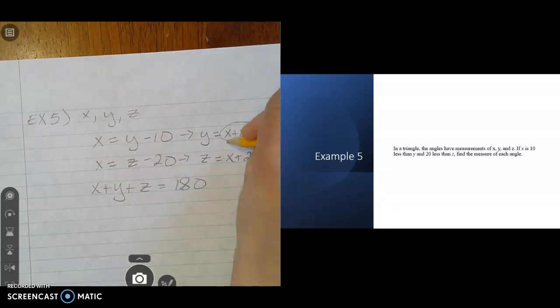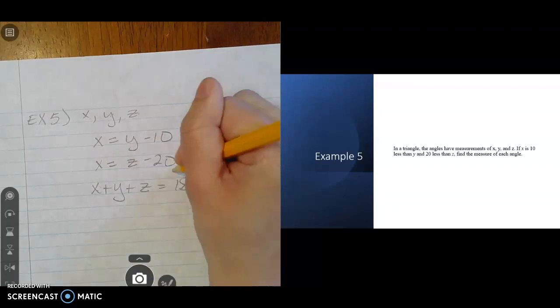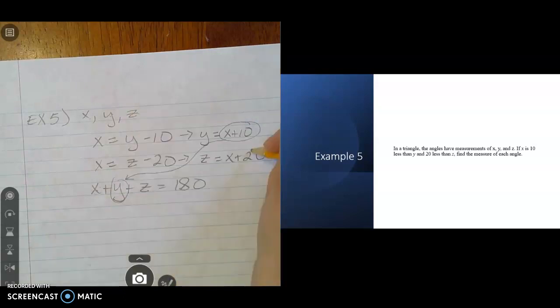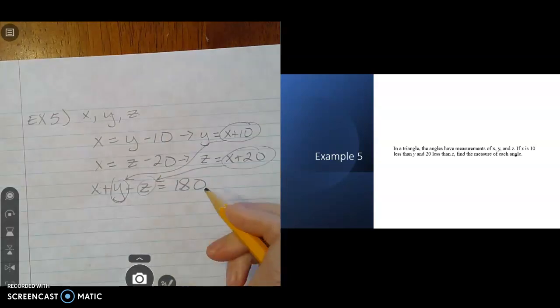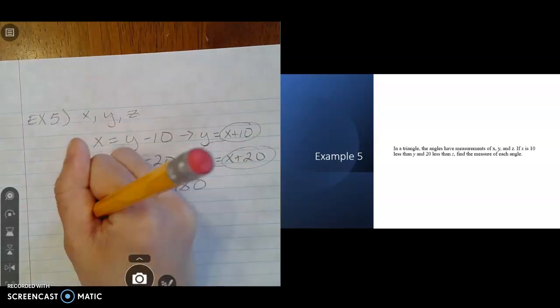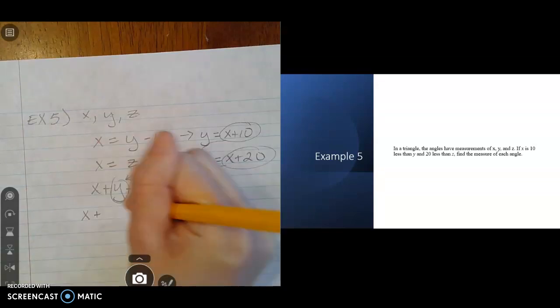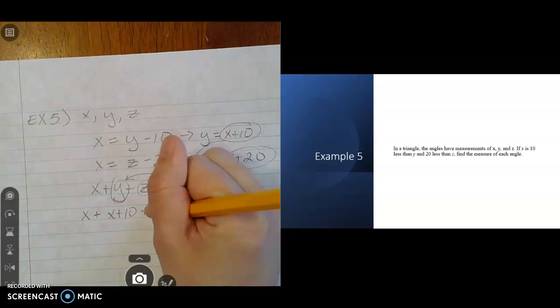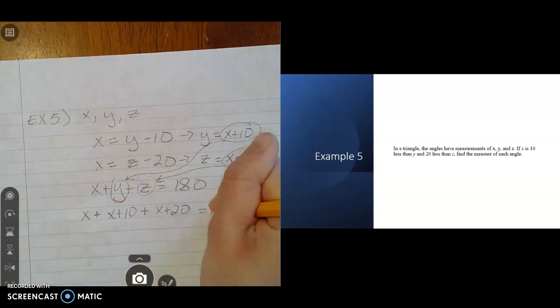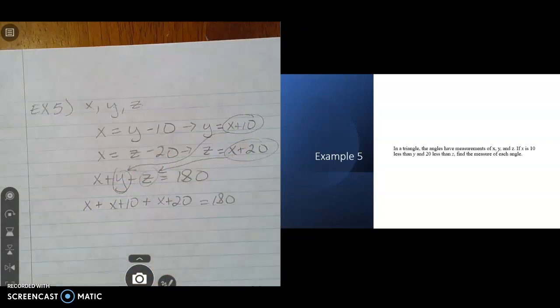So I'm going to put x plus 10 in for y. I'm going to put x plus 20 and substitute that for z. So what that equation is going to look like with all of those substitutions, so I'll have x plus x plus 10 plus x plus 20, and that equals 180 degrees.